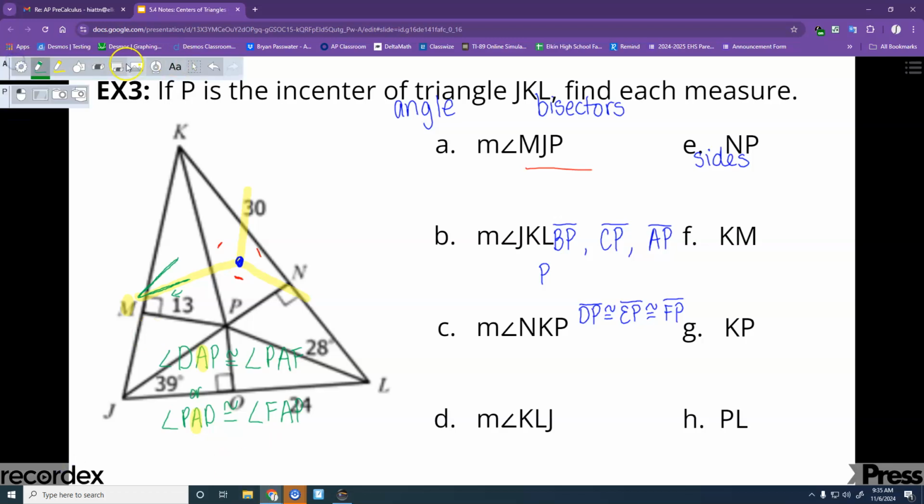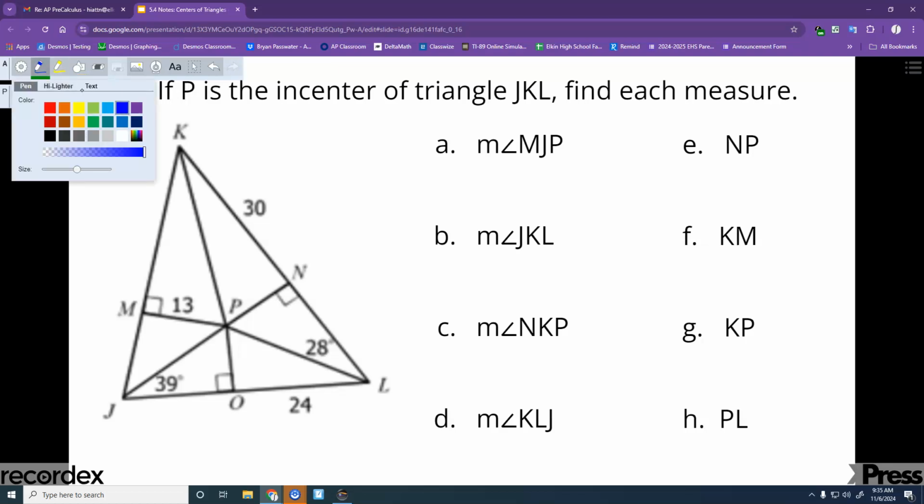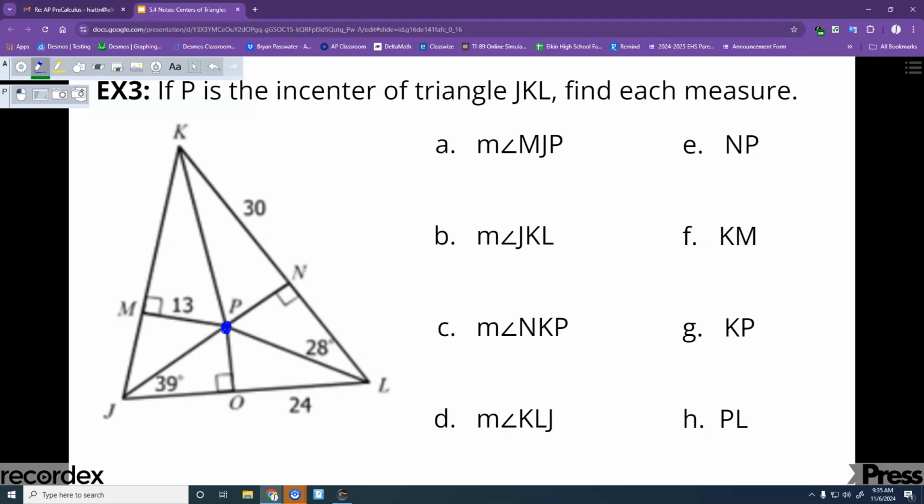All right, let's look at some problems. Okay, so let's think about what we know. It tells me P right here in the middle is the in-center. Okay, that means that you've got the angle bisectors. These three lines are your angle bisectors. So that means that this angle and this angle are congruent to each other. This angle and this angle are congruent to each other. And this angle and this angle are congruent to each other.